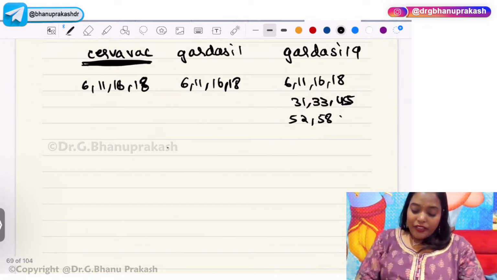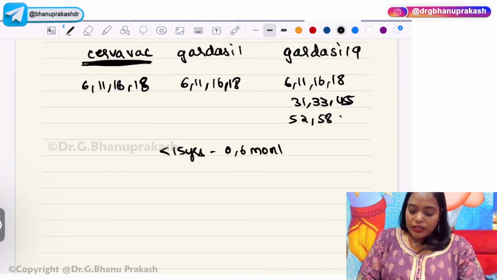For less than 15 years, you have to give 2 doses, at 0 and 6 months. For more than 15 years, 3 doses, at 0, 1 to 2, and 6 months.